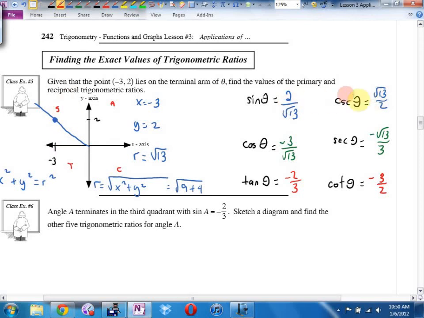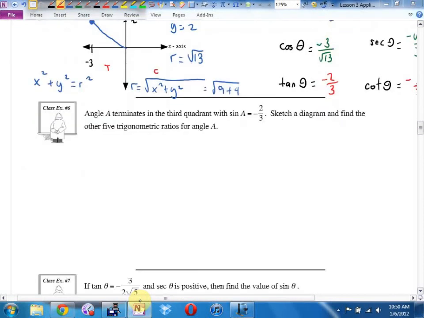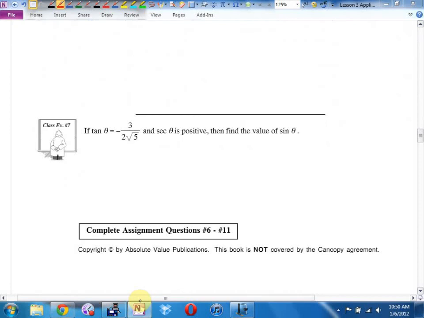Skip 6, example 7. I like example 7. Number 7 is a nice question. If the tangent of theta is that, and secant is positive, find, Jessica, what are they asking me to find? And I'm pretty sure it's going to be a y over r question.